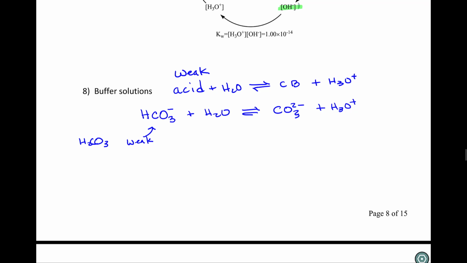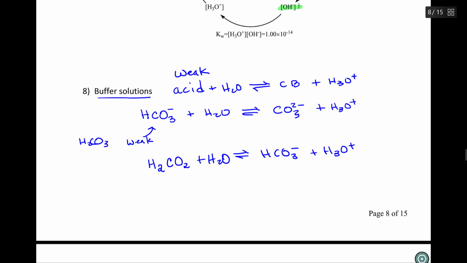There's another one. It's the carbonic acid one. I'll go ahead and write that one too. This is the first reaction I didn't write. H2CO3 plus H2O makes HCO3 minus plus H3O plus. Okay, so let me explain to you why this system is important. Okay, so these are all equilibrium reactions.